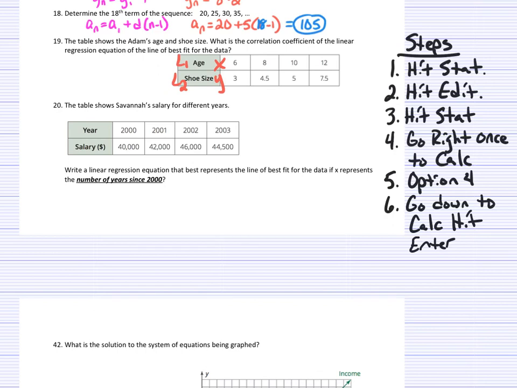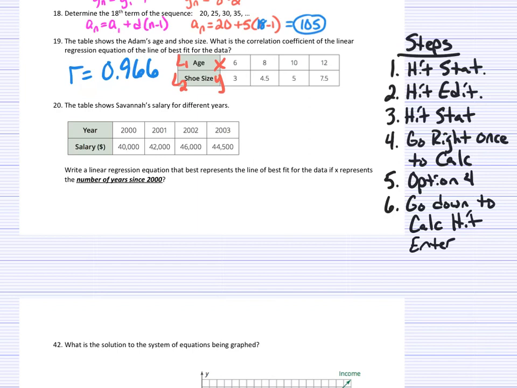Then over on step 3, it says hit Stat again. I go to the right once to where it says Calc. I choose option 4. And then depending on your software, mine says to go down to Calc and hit Enter again, and all of these numbers will pop up. And we are looking for the correlation coefficient, which is the R value, and your R value on this one should be positive 0.966.